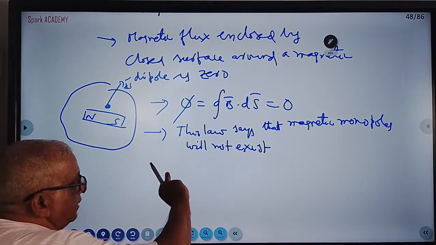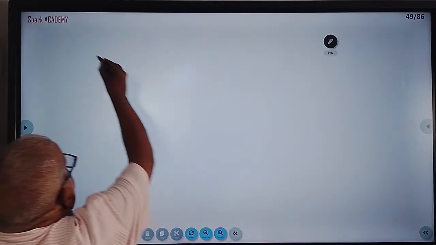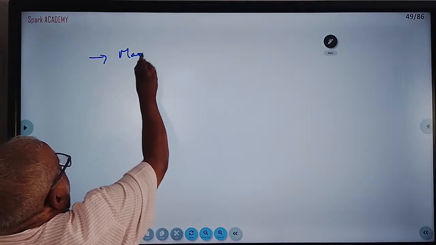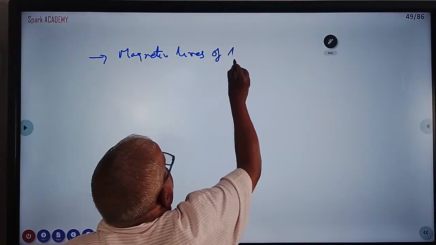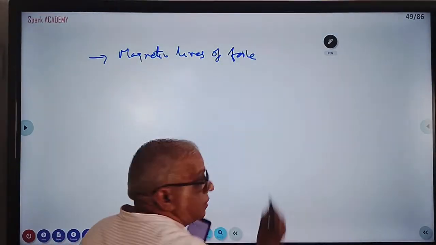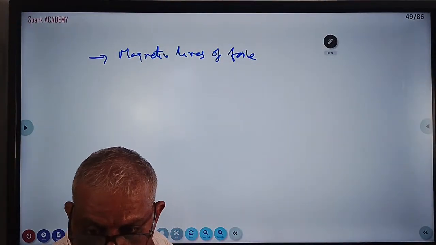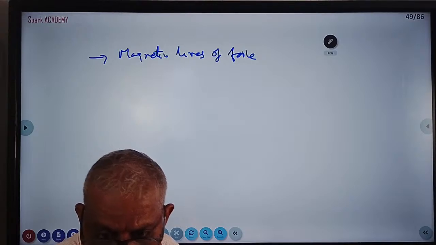Why? The same question. Magnetic lines of force, magnetic lines of force. Do you find two magnetic field lines intersecting?